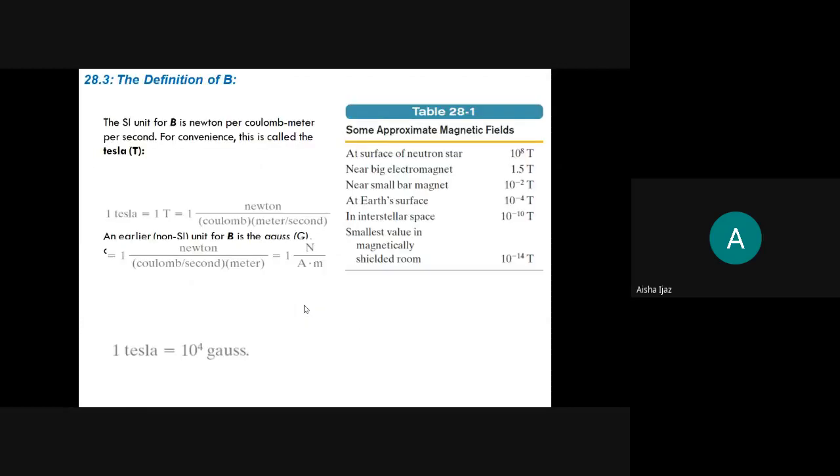This is the definition of B. As I told you, the unit will be the Tesla, where 1 Tesla is equal to 10^4 Gauss. And if some value in Gauss is given in the numerical, then you have to convert it into the SI unit, that is the Tesla. This is the conversion unit.